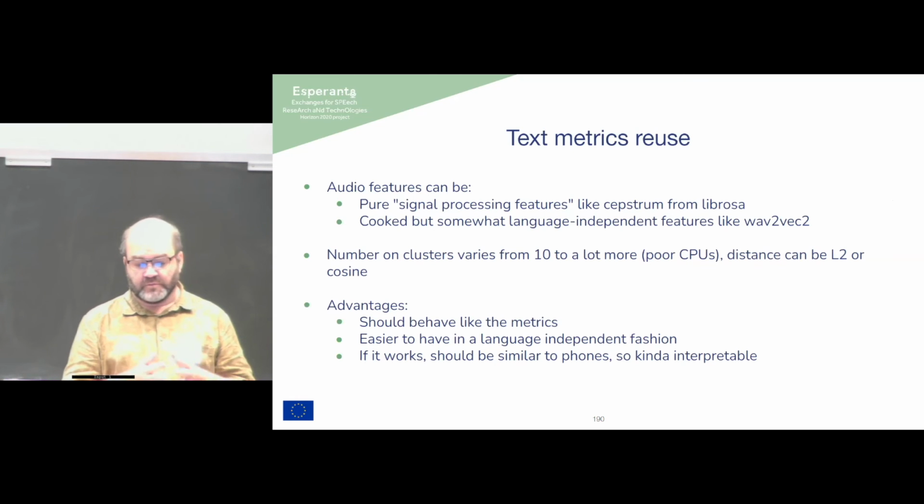You have a number of symbols, a number of clusters to decide. So we tried with 10 to a lot more. Anthony could tell you how many CPUs that used. And the distance between the features can be seen as Euclidean or as cosine, depending on the kind of features you have. And if it works, and that's a load-bearing if, it should behave like the text metrics. It should be easier to have in a language-independent fashion because if you have signal processing features, it doesn't depend on the language. And if it works, it should be similar to phones. So there's a way to interpret them, more or less.